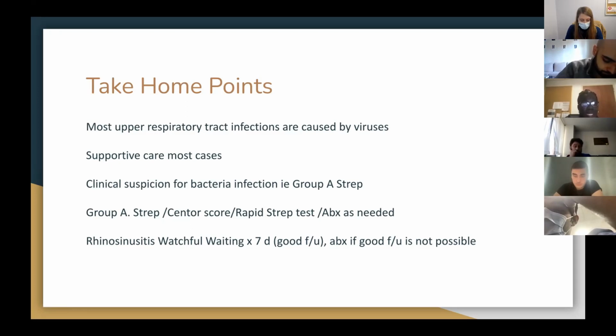With rhinosinusitis, it is really watchful waiting for 7 days if you have good follow-up, and give them supportive care at that time. And if they can't have good follow-up, then go ahead and just treat them.